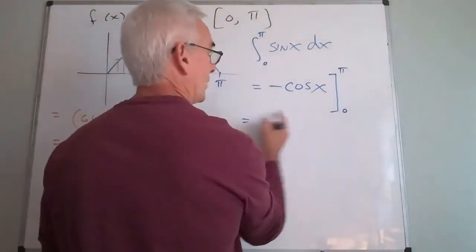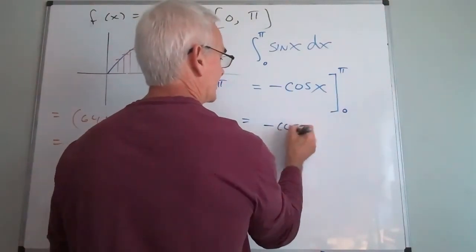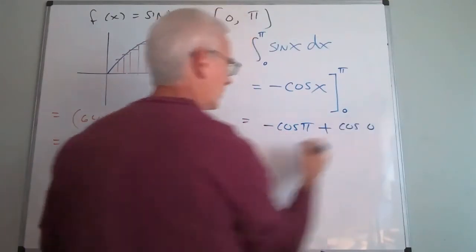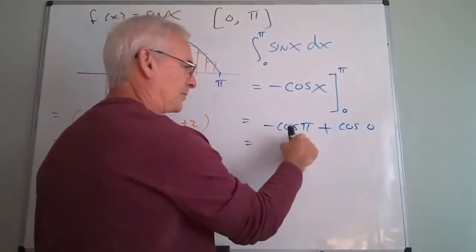So I get the negative cosine of pi minus the negative cosine of 0. Cosine of pi is -1?